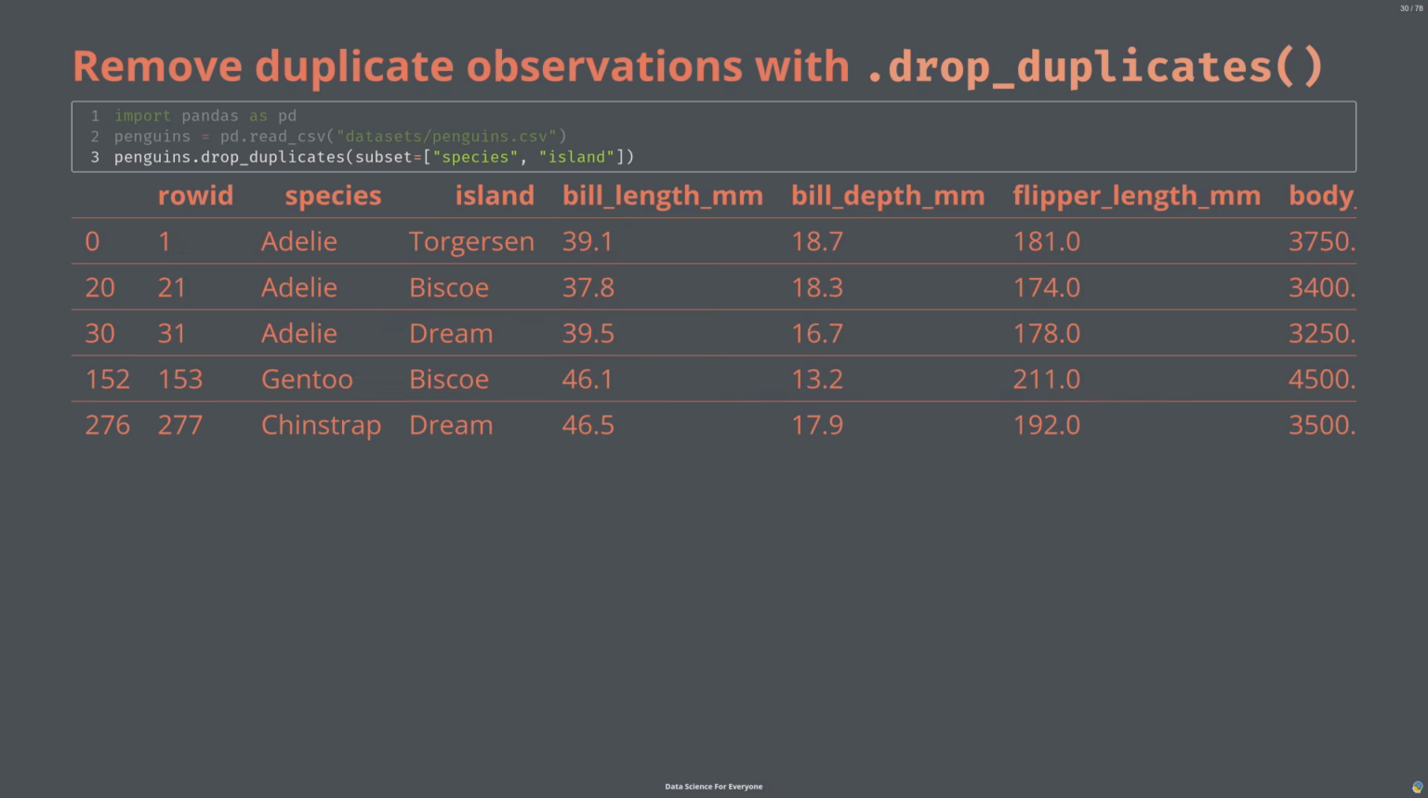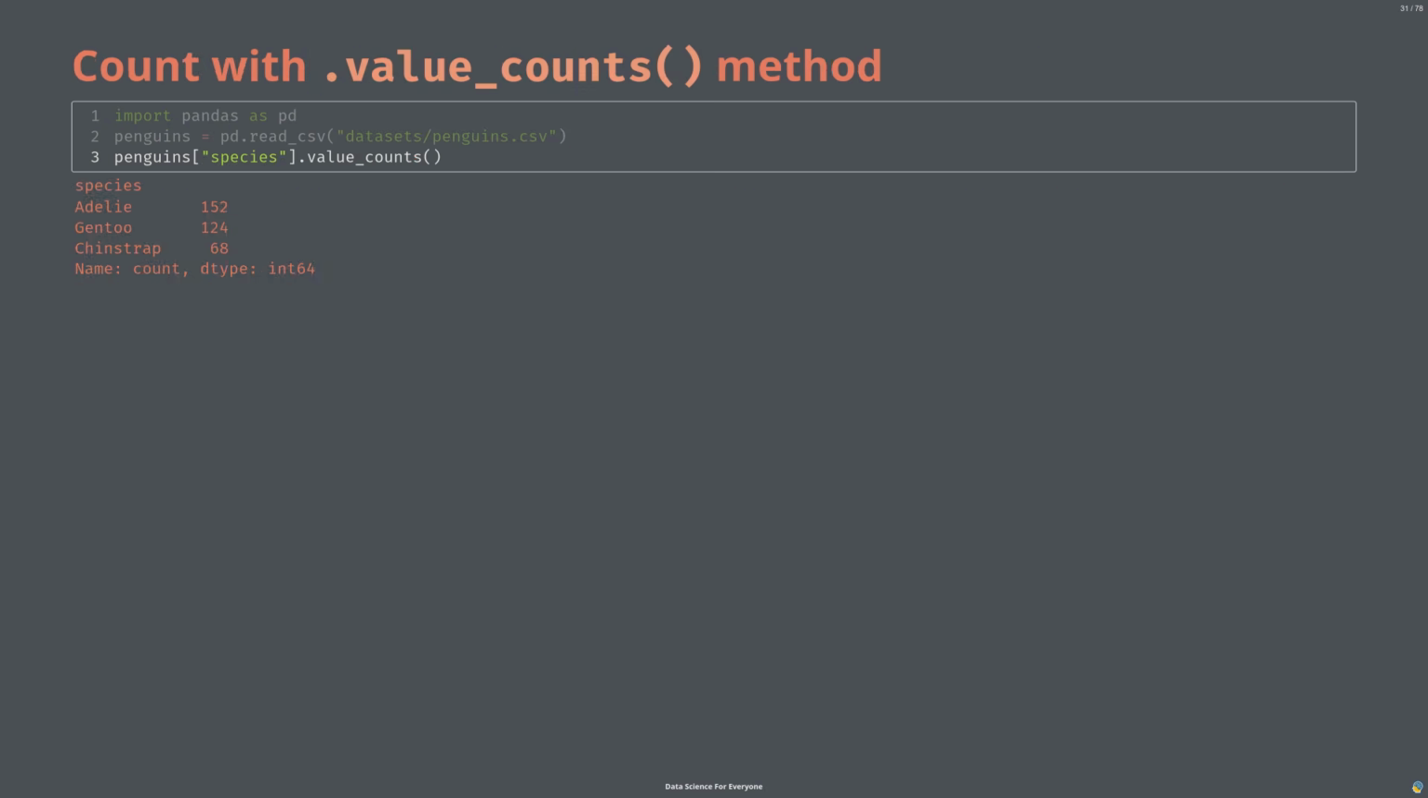We can also subset with two or more columns. In this case, I have dropped duplicated values from both species and island columns. To count the penguins of each species, we subset the species column and use the value counts method to count the individual penguins in each species.